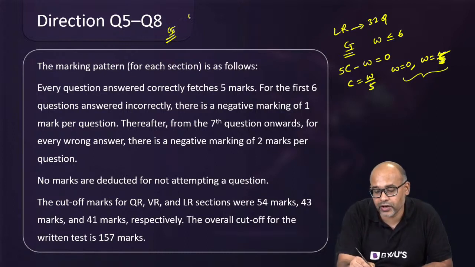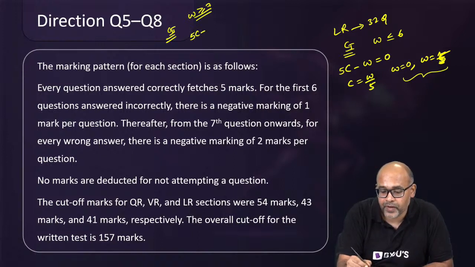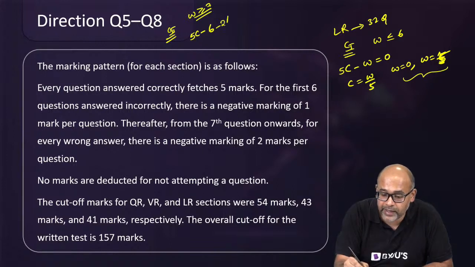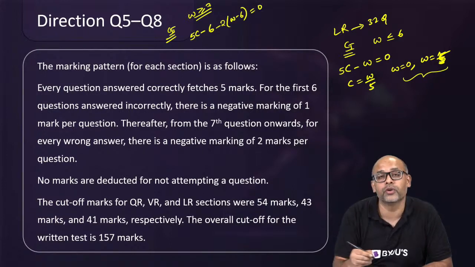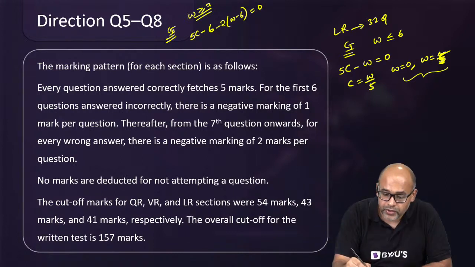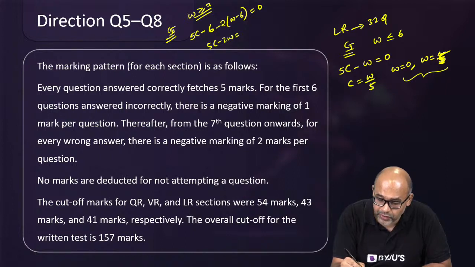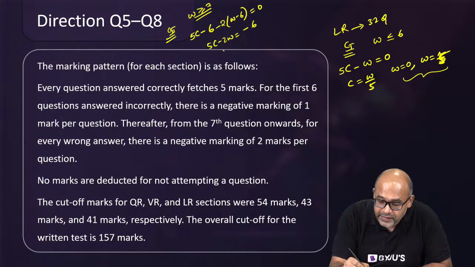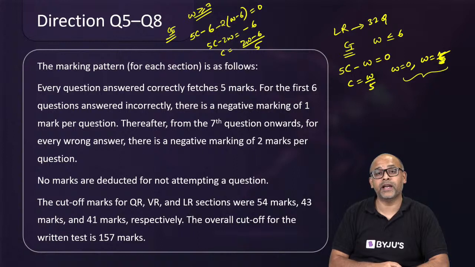Next, case number 2. Again the same logic. Your wrongs are greater than or equal to 7, which means 5C minus 6, because 6 marks are already subtracted, minus 2 times W minus 6, should be equal to 0. It's the same logic, nothing is changing. So 5C minus 2W should be equal to minus 6, or you can write C equal to (2W minus 6) by 5.